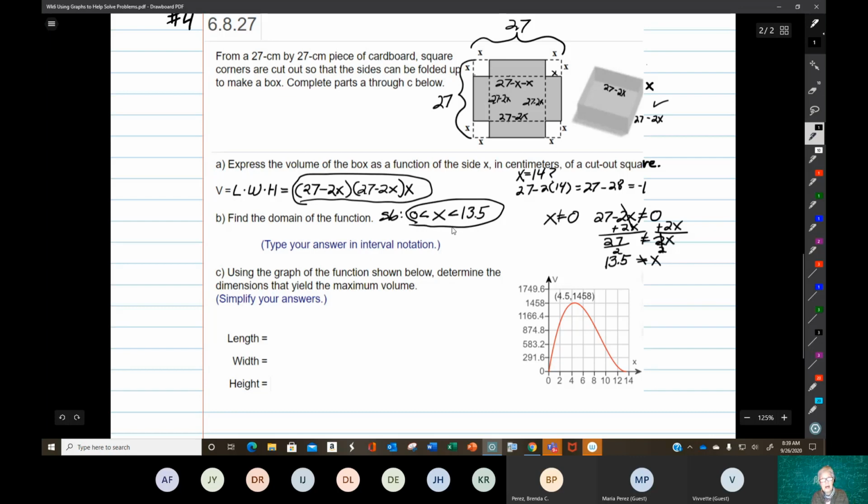Now, my math lab would mark that wrong, even though it's right, because it wants the answer in interval notation. Okay, so x cannot equal 0. x cannot equal 13.5. But x can equal everything between 0 and 13.5. So this is our domain right here.